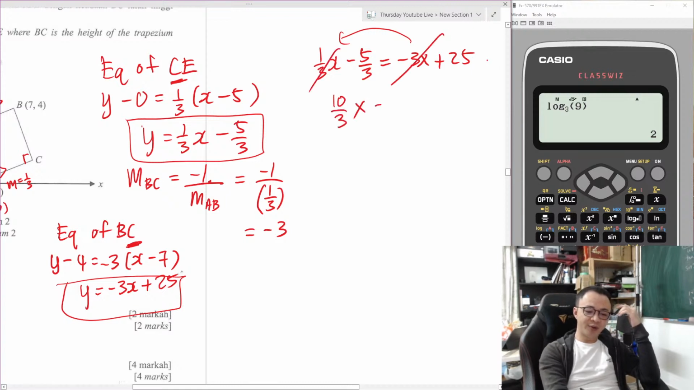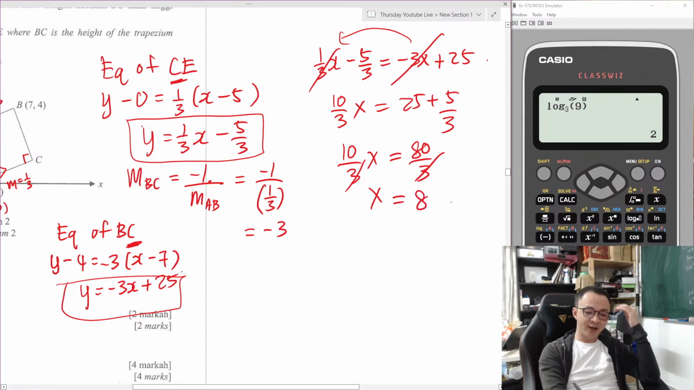Solve it. This one move to the other side. 25 plus 5 over 3. This is 10 over 3x. 25 will give you 75, 80 over 3. Cancel, cancel. X equals 8. After I got x, I will just find my y.